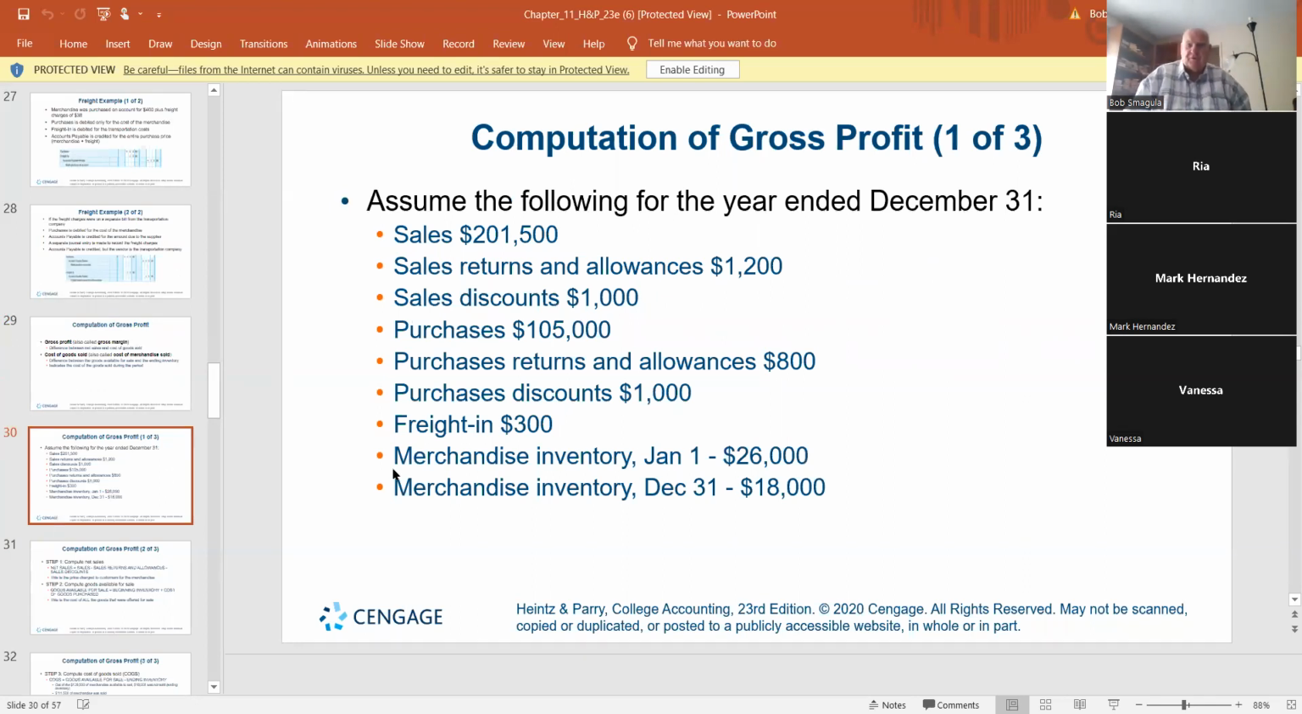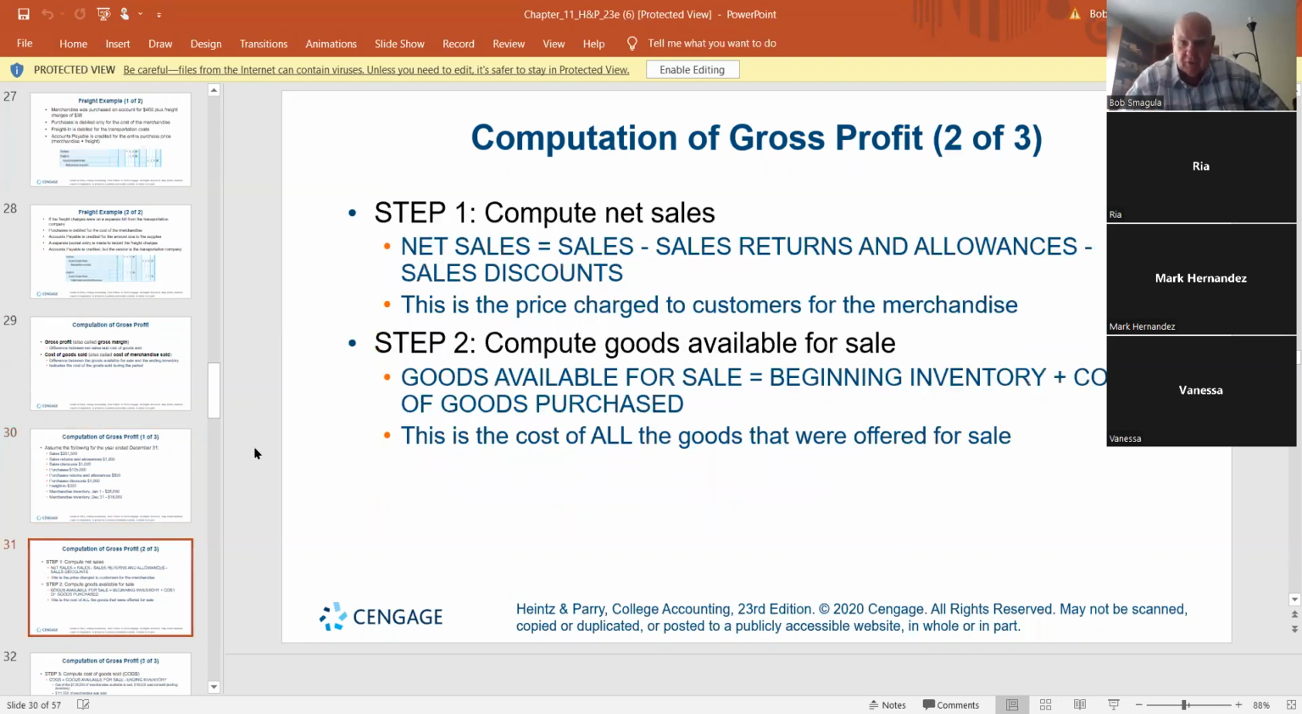Wow, they want us to compute the gross profit. Got a lot of things to look at here, huh? We have sales, and we have sales returns and allowances and discounts. We have purchases with the commensurate purchase discounts. Looks like there's some freight. And they're giving us a beginning and an ending inventory because we need that to compute the gross profit. So, computing the gross profit. Let's do it step by step, slowly, and peel the onion back.